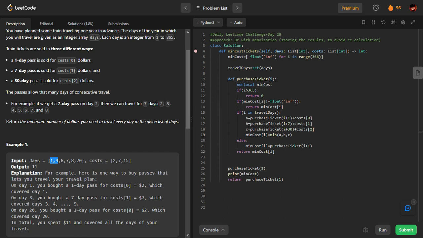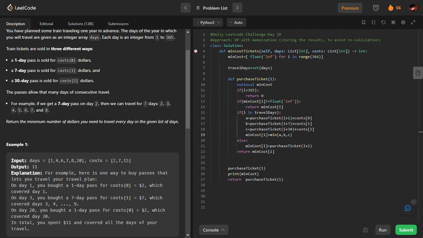So what will happen? I can travel on the first day, fourth day, sixth day, and seventh day, because they've clearly given that if we take a pass on the second day, which days will be covered? Including two, it will cover the next 7 days. Including two, it will cover the next 7 days. So please pause here and read this part of the question. If you don't understand this part, it's very difficult to make you understand the code then, right?